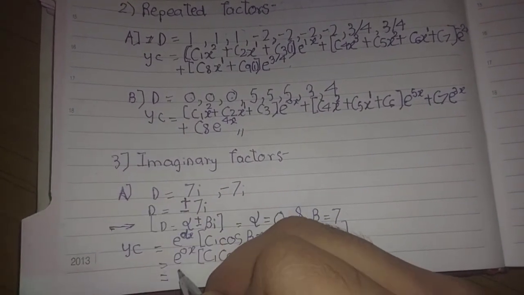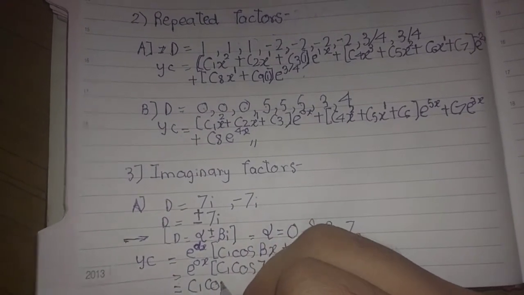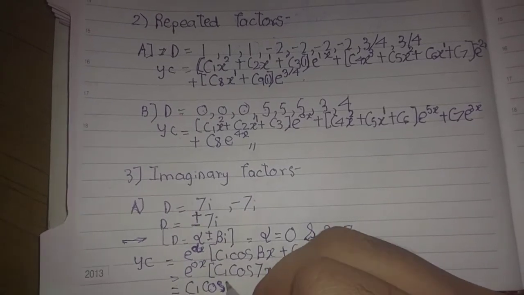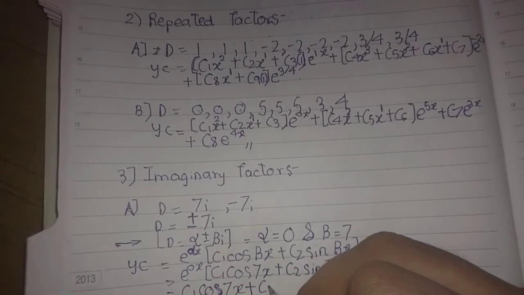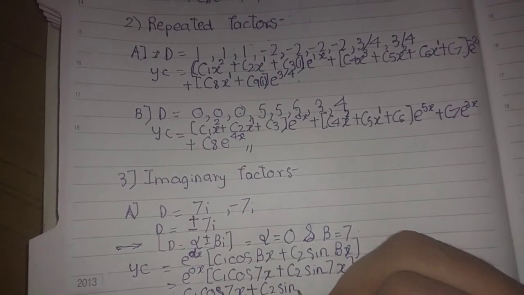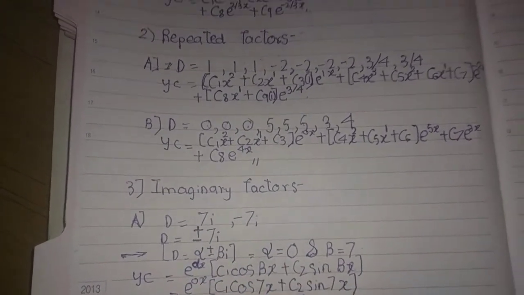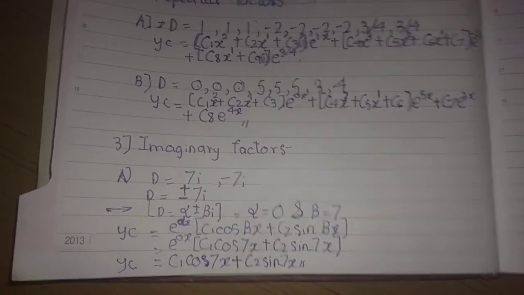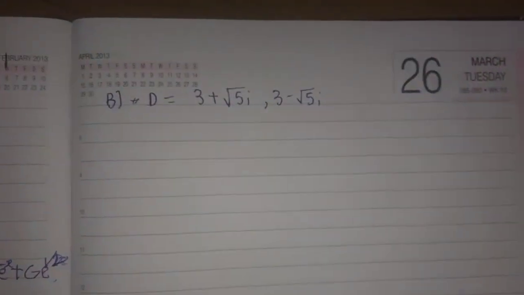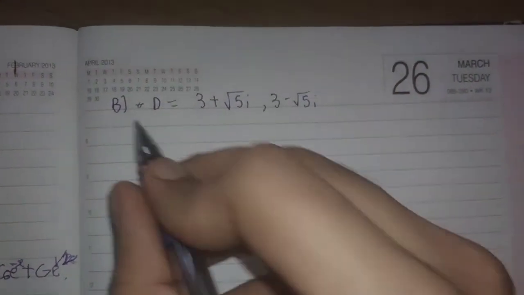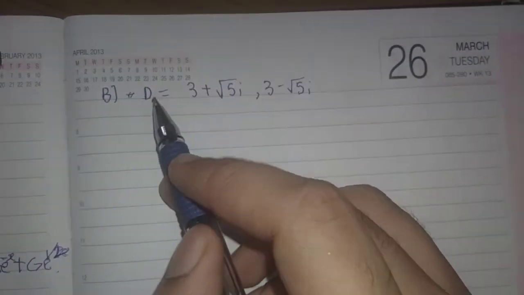We can further evaluate as anything raised to 0 is 1, so the final answer will be c1 cos 7x plus c2 sin 7x. This is the final answer. Now by solving this final sum, we'll get a concrete idea about how to solve imaginary terms, imaginary factors of the complementary function.